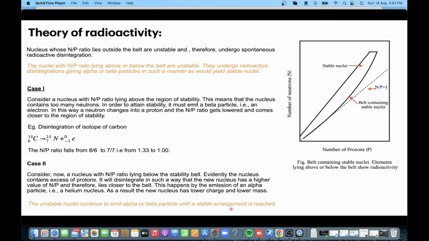Vice versa is case number 2, where my N/P ratio lies below the stability belt, so it basically contains an excess of protons. It will disintegrate in such a way that the new nucleus has a higher value of N/P and therefore lies closer to the belt. This happens by the emission of an alpha particle, that is, a helium nucleus. As a result, the new nucleus has a lower charge and lower mass. So basically the unstable nuclei continue to emit alpha or beta particles until a stable arrangement is reached.